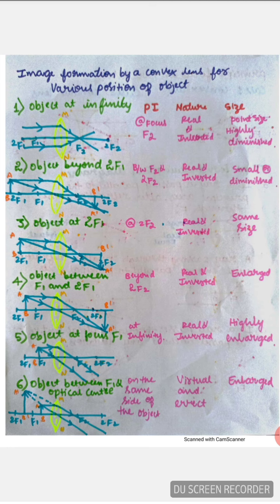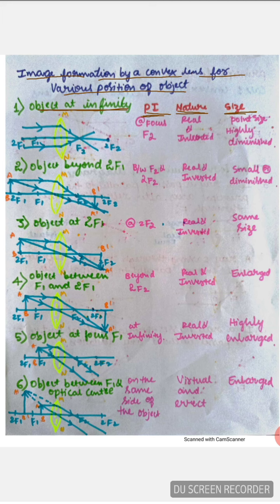So here, image formation by convex lens for various positions of the object. We will place the object at various positions and we will identify where exactly the image will fall, what is the nature of the image and what is the size of the image. Okay, so let us go one by one. First we will place the object at infinity. When the object is at infinity, what will happen? This is position of image, this is nature of image, and this is size. We will discuss all these things for every position of the object.